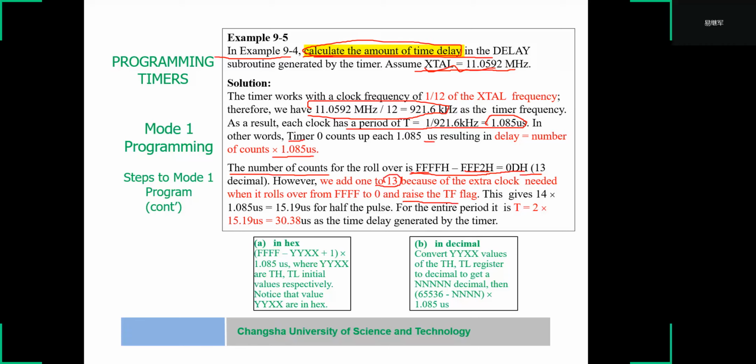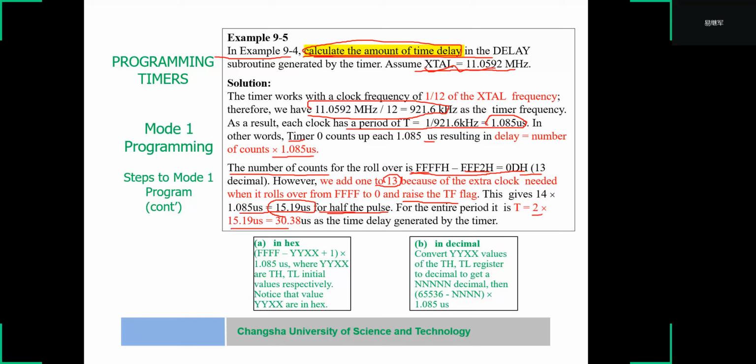It gives 14 times 1.085 μs. This is a delay for the half of the pulse. For the entire period it is twice.